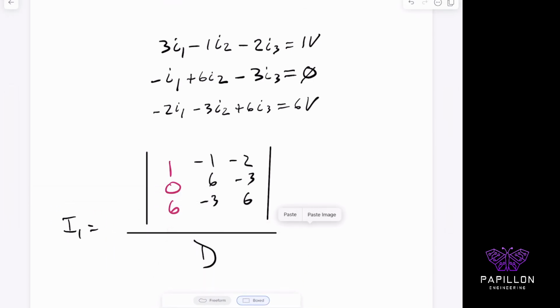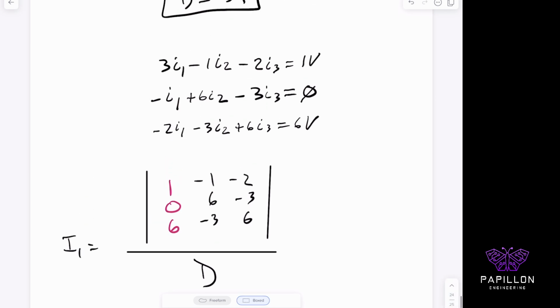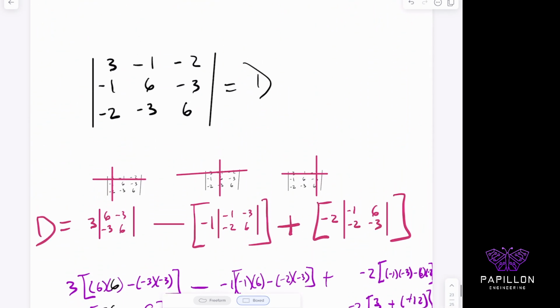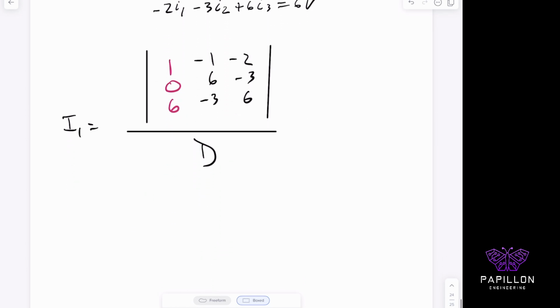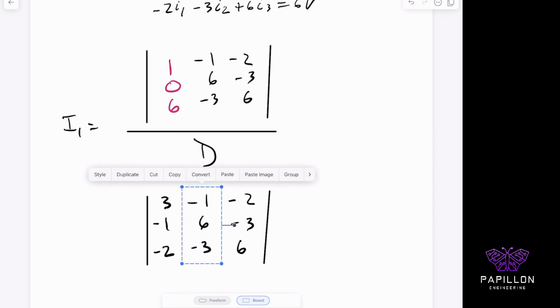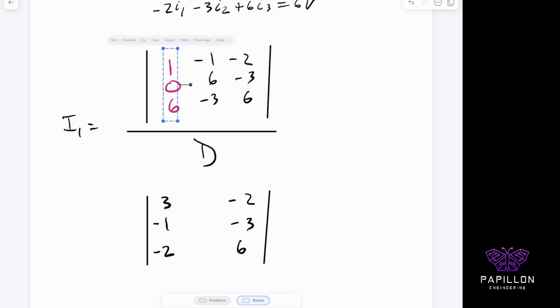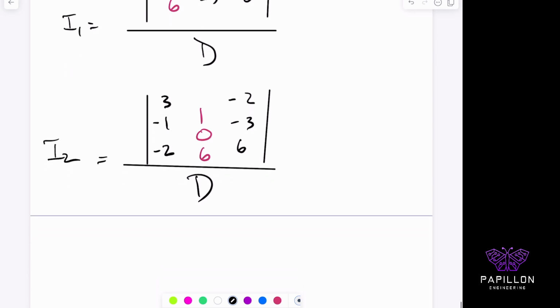And I2 is going to be similar. So let me copy and paste, hopefully a little more efficiently this time. So let me try this variation. So if I wanted to solve for I2, it is going to equal this. And so I replace this here, cut it, and I put here the 1, 0, 6 in its place, and I divide all of that by our determinant, D. It gives us back I2. And then I do that one more time.